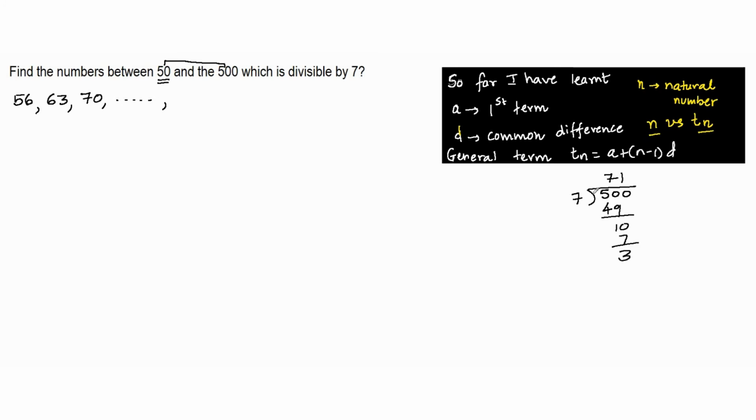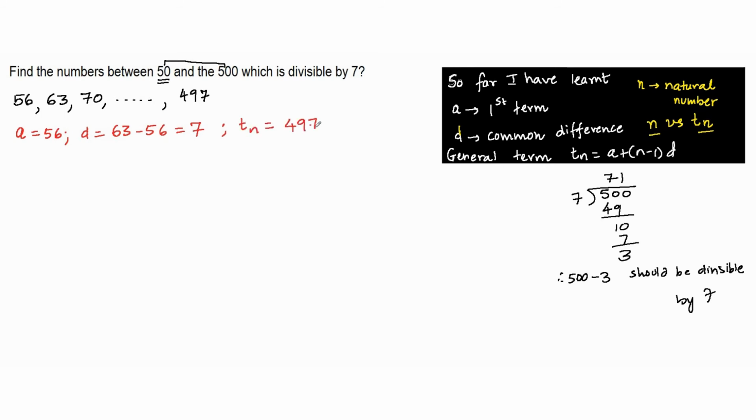So when 500 is divided by 7, the remainder is 3 and therefore 500 minus 3 should be divisible by 7, right? This means that the last number which is divisible by 7 is 497. So in this particular AP, I know that a is the first term which is 56. d is the common difference which is 63 minus 56, and that is equal to 7. The nth term is 497.